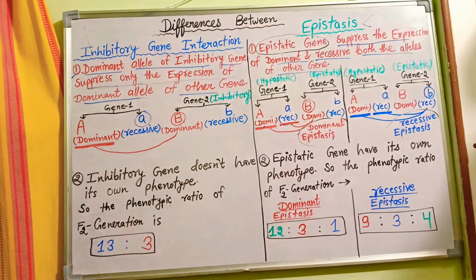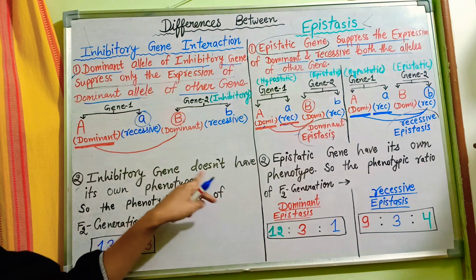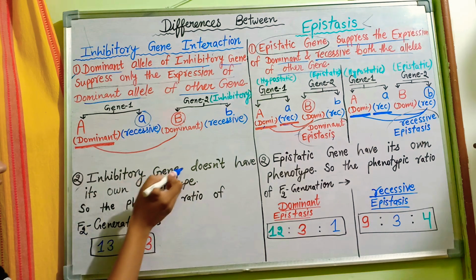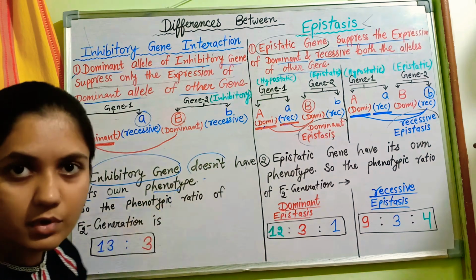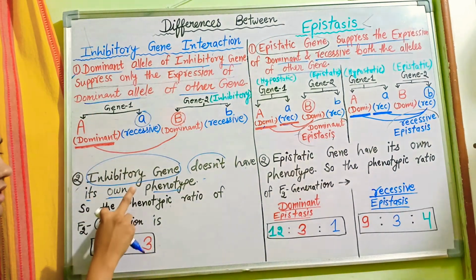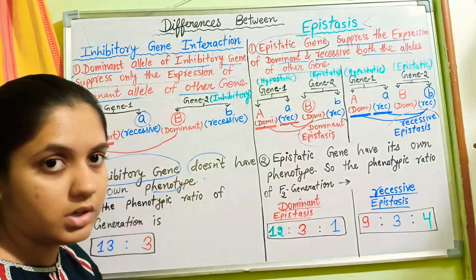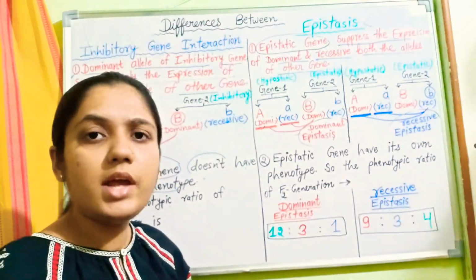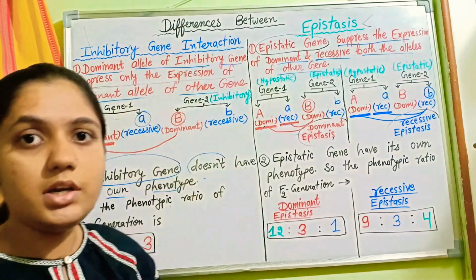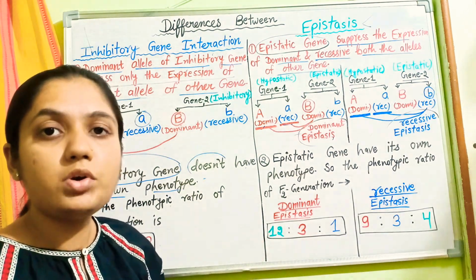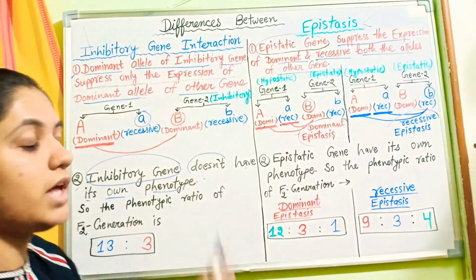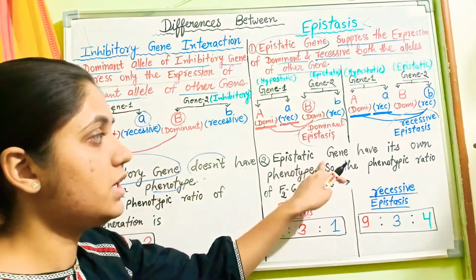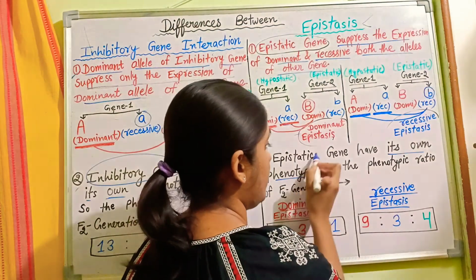And the second difference is, in the inhibitory gene interaction, the inhibitory gene does not have its own phenotype. Okay, so this inhibitory gene does not have its own phenotype. It doesn't mean that it is not involved in this process. It only inhibits the phenotypic expression of this gene 1, the other gene, but it does not have its own phenotype. But this epistatic gene has its own phenotype.